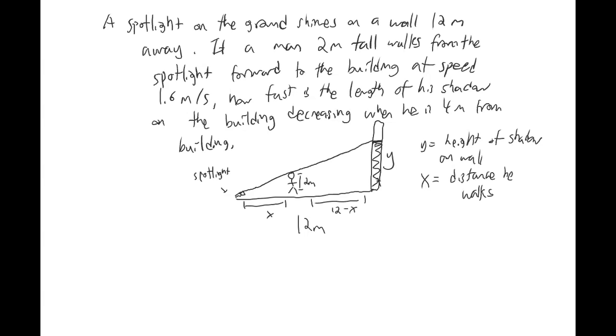Everyone follow so far? My drawing is clear. So, okay, what is it asking for? It's asking for dy/dt, right? It's asking for y prime. So I need an equation relating, and what do I know? I know x prime. It tells me x prime, because if x is the distance he walks, then the speed at which he walks is x prime. So I need an equation relating y and x, right?